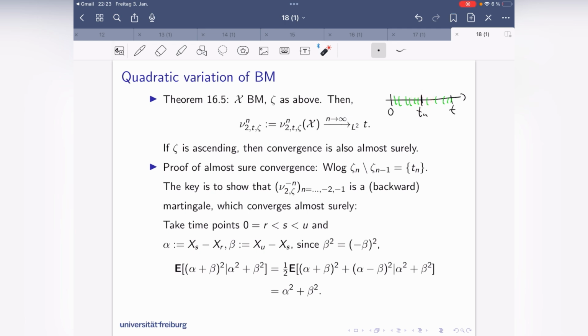For n minus 1, I'm adding the increment from here to here squared, and for the nth step, I'm adding from here to here squared plus from here to here squared. That's the only difference. I argue here that I have a backward martingale. So as I write down here, n is here, I write minus n because n itself is negative, so that's a positive number. And let me try to convince you that that could be a backward martingale.